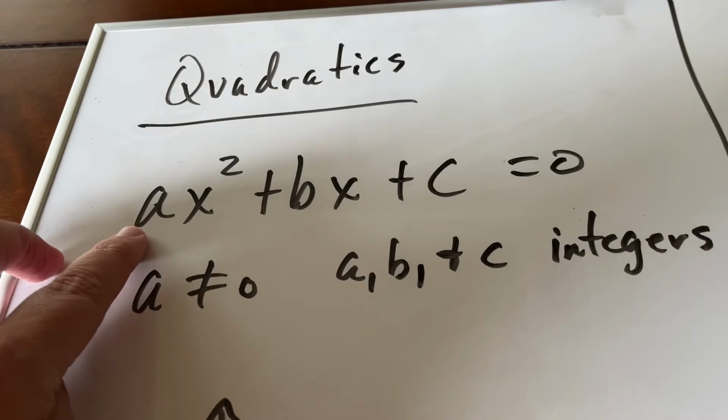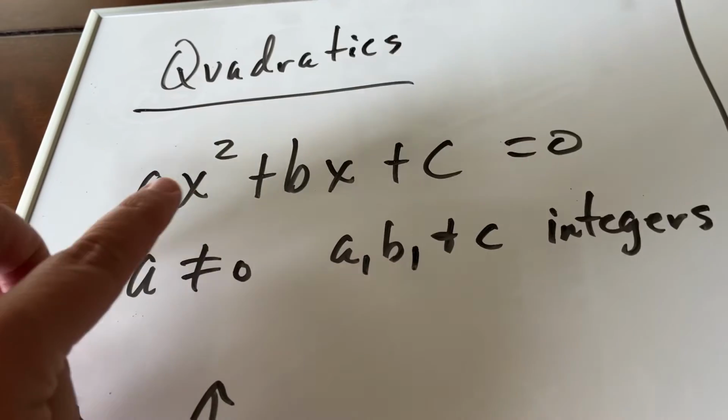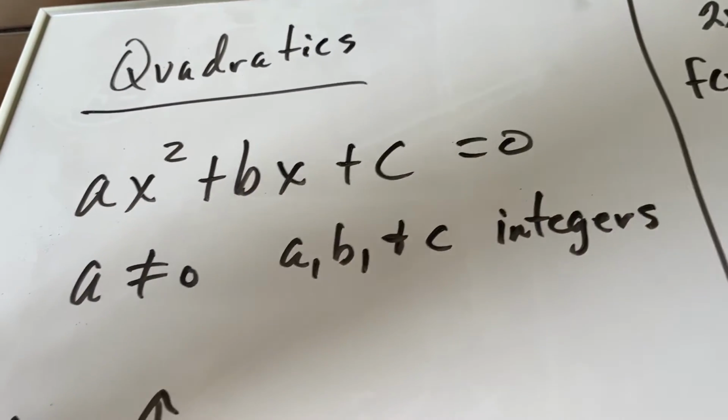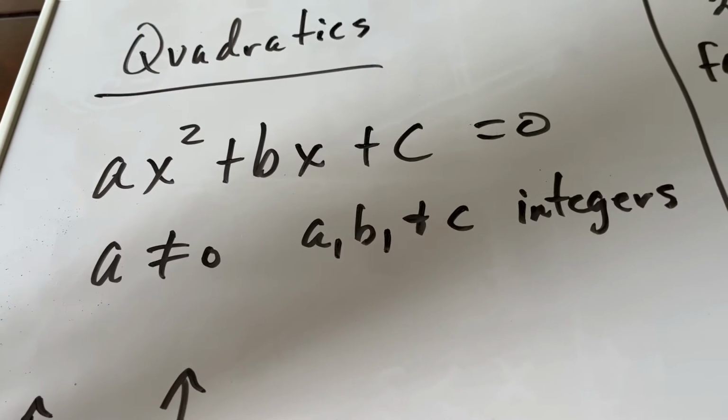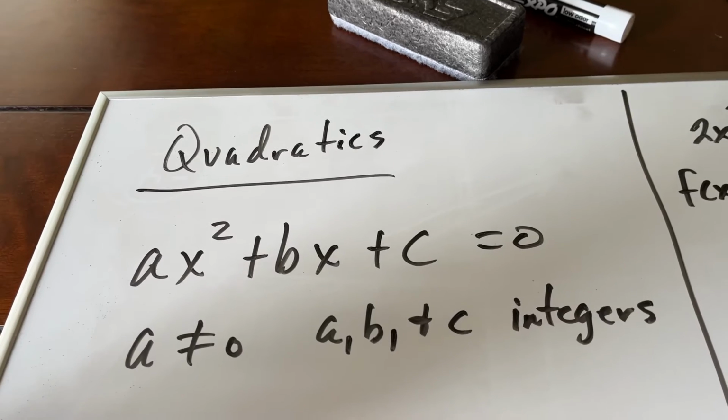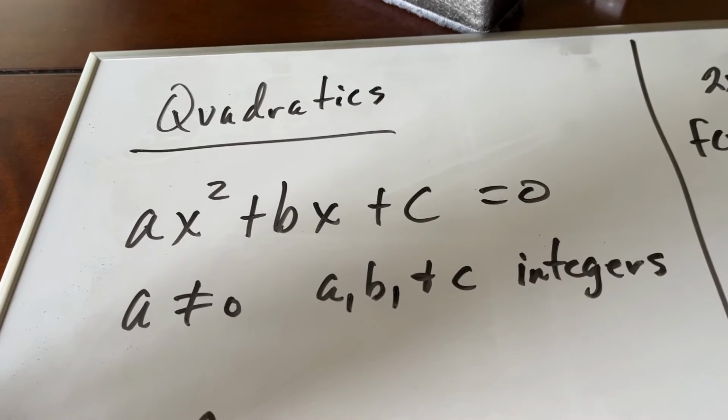Notice if this a part were 0, then it would eliminate the x squared term, and you'd really just have a line there. bx plus c equals 0 would be slope-intercept form for a line. So these are called quadratics, and this is standard form.